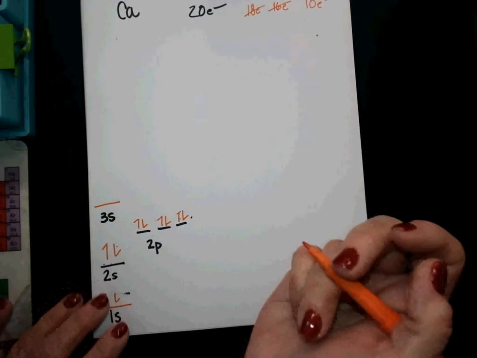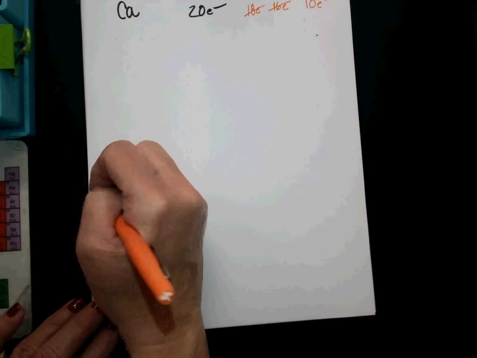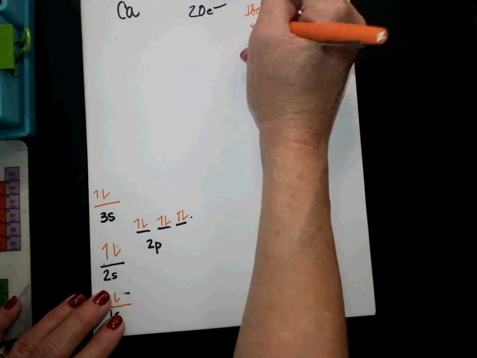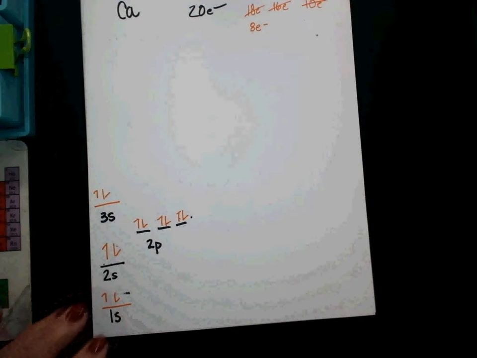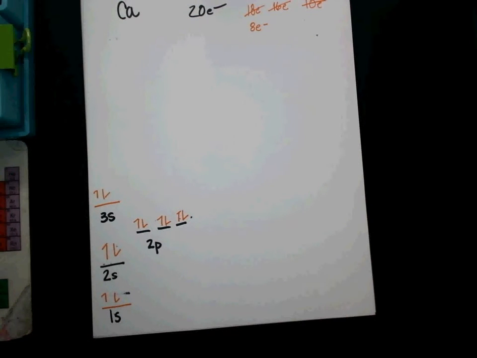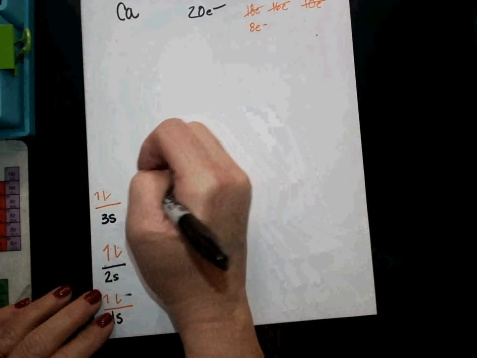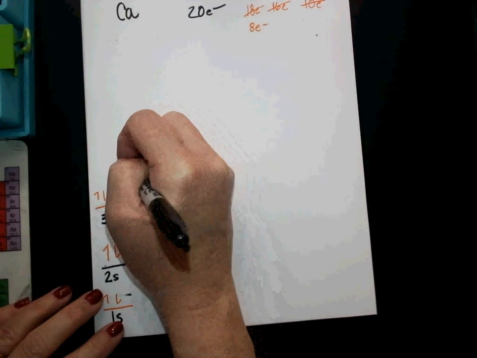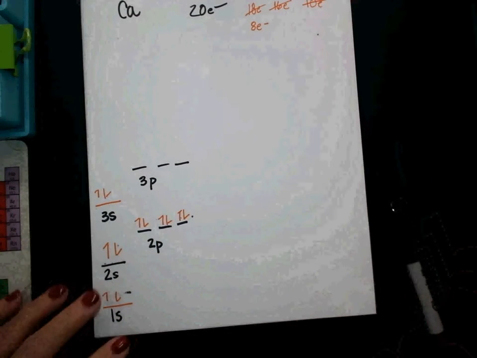Everybody follow that, where I got that from? And I know I have 2 electrons left, so I'll go ahead and fill it. Now I'm down to 8 electrons. After my 3s, what comes next? See if you can find it. Don't tell me. See if you can find it, and then we'll talk about it. 3d? No, don't be afraid to tell me no. What comes next, Carson? 3p. So I line it up with my 2p.